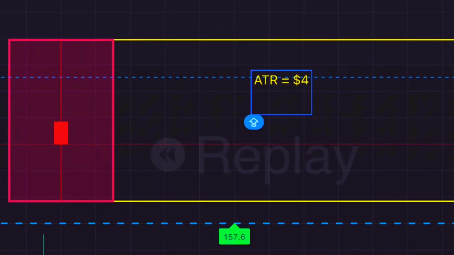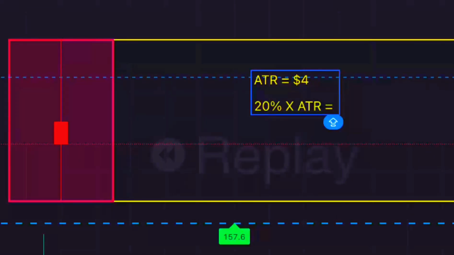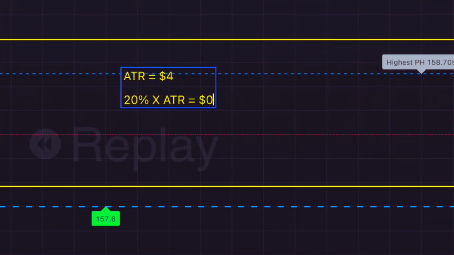So now we have the 20% times ATR equal, let me use the calculator so we can calculate that easily. 4 times 2 is 8, right? So it's gonna be 0.8. We have 0.2 times 4, exactly, is 0.8. Okay, let me write down here 0.8.